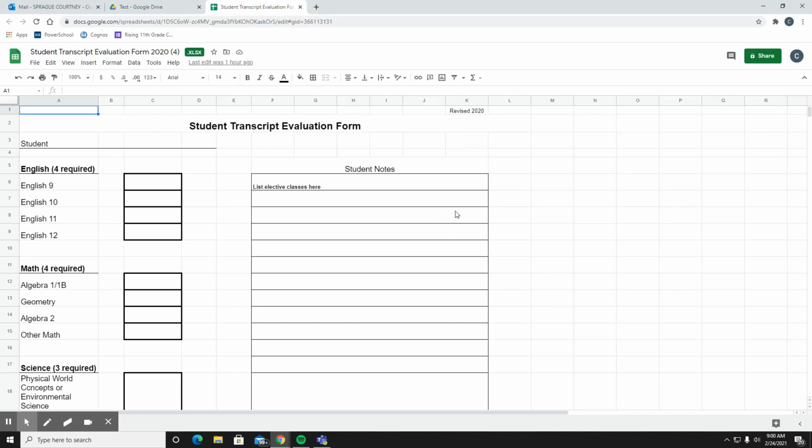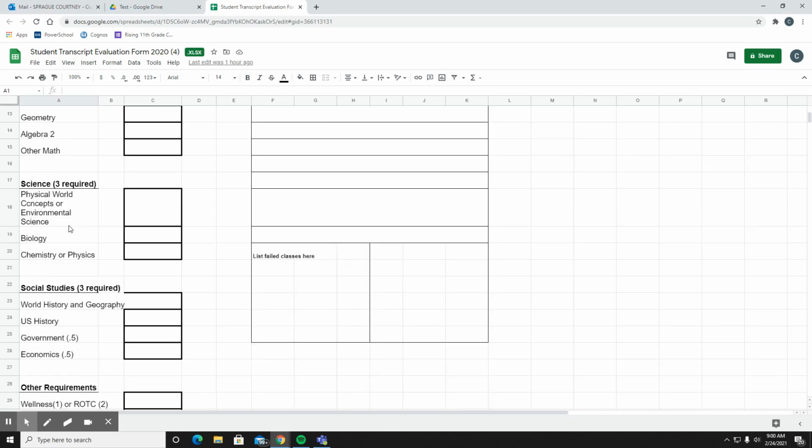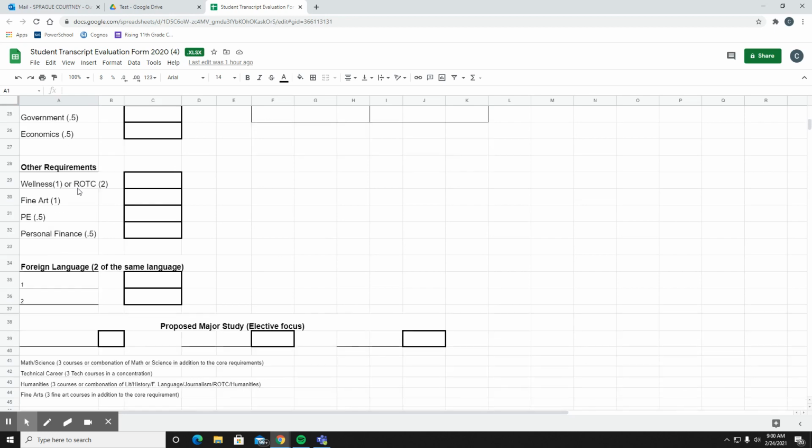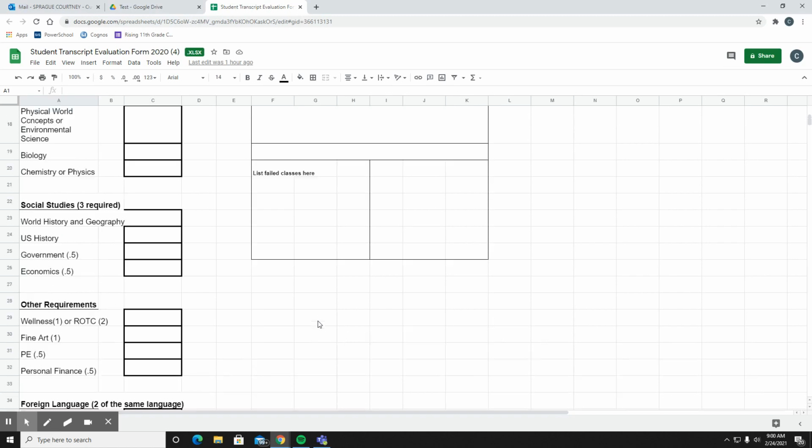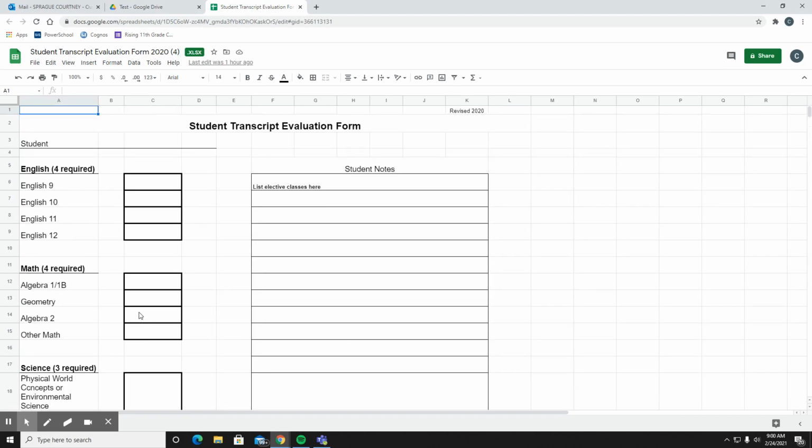So we're going to show you how to pull up the transcript evaluation form. This is how your counselor keeps track of what you need to graduate. You'll notice there are a bunch of classes listed. This is your counselor's job to keep track of, but you also need to keep track of it so that you can make sure that you're selecting the right courses for what you want to take and what you still need to take, so that we have as many people keeping an eye on it as possible.